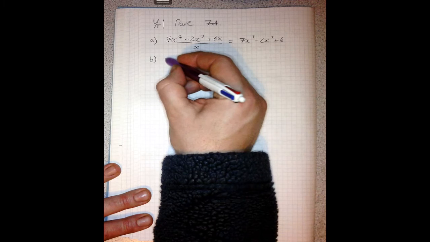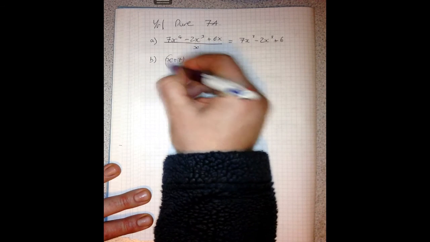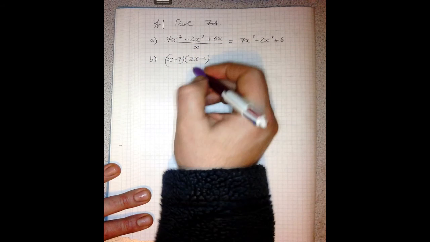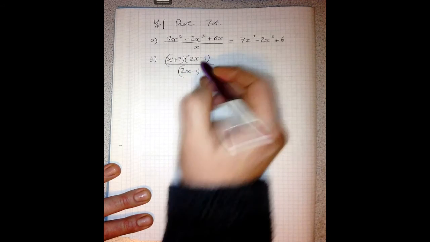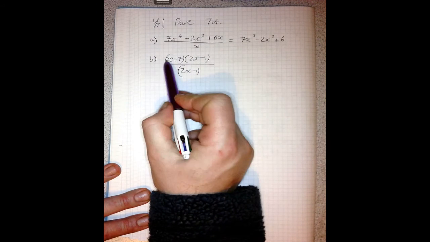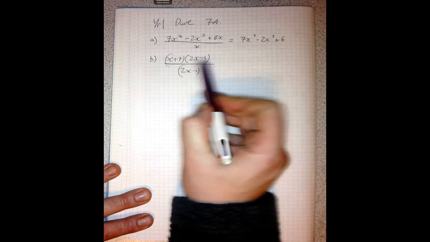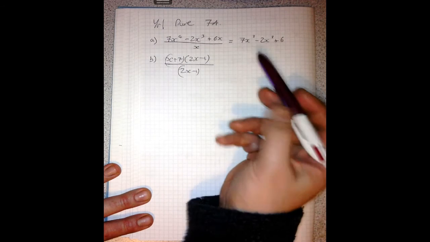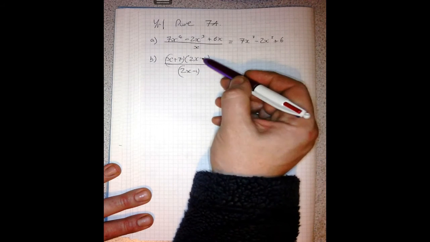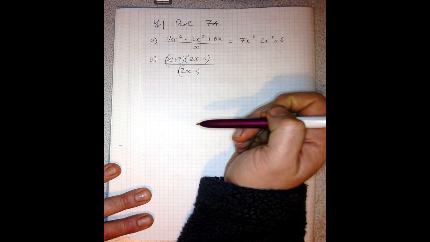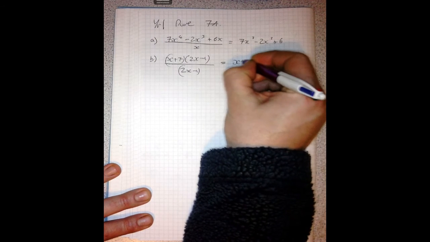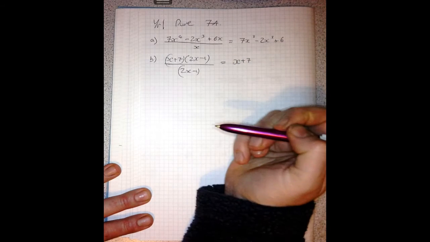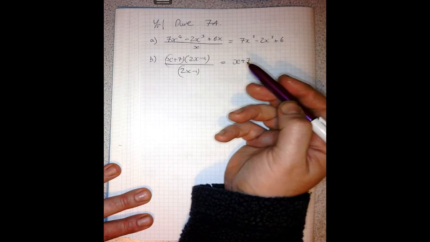The second one, that's convenient. It's given in a factorised form. Remember that seeing a pair of brackets, it means this x plus 7 multiplied by 2x minus 1. So again, I can divide top and bottom by this common factor, 2x minus 1. And if I divide the top by 2x minus 1, I just end up with x plus 7. And if I divide the bottom by 2x minus 1, I end up with 1. And of course, I don't need to put over 1.